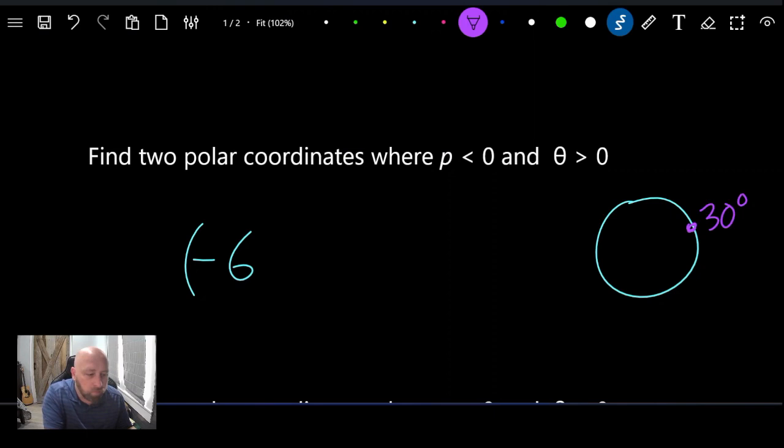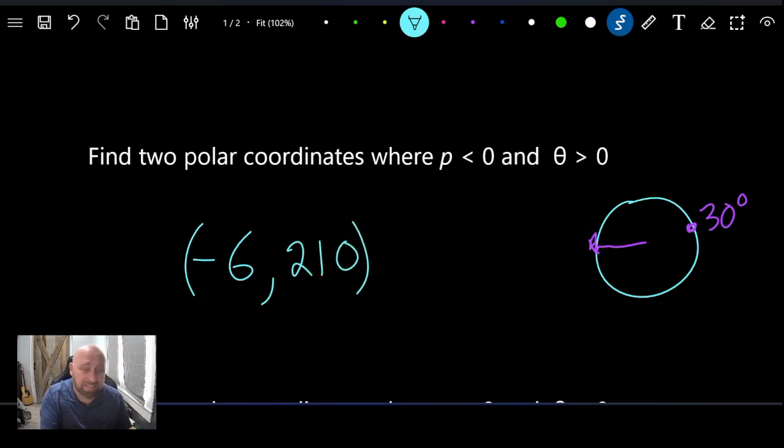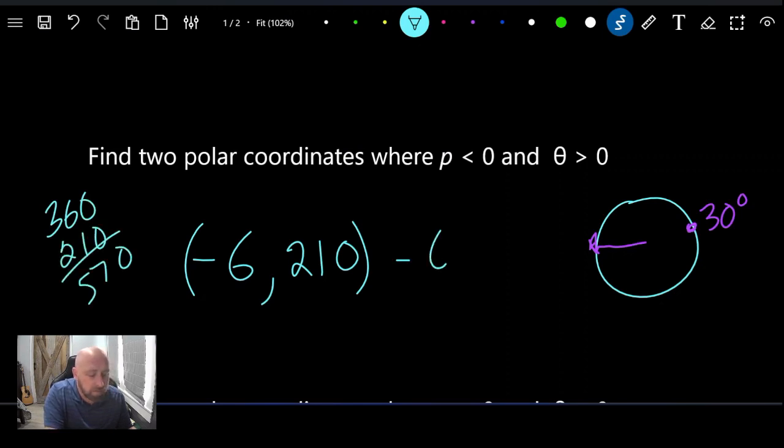So now if we're going negative 6, how do we get it to come all the way back? Because we're going in the positive direction. These are positive angles. So we need to go 180, and that will get us back to 0. So 180 plus 30 would be 210. And then we would add 360 to that to spin it again. So 360 plus 210 is going to give us 570. So negative 6, 570 would be another one.